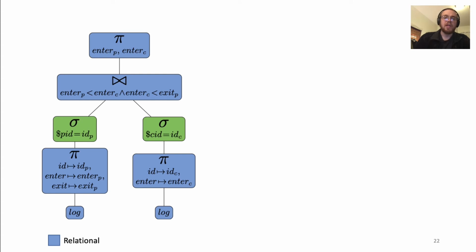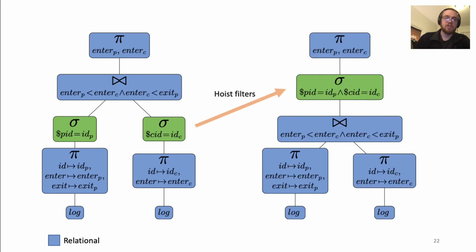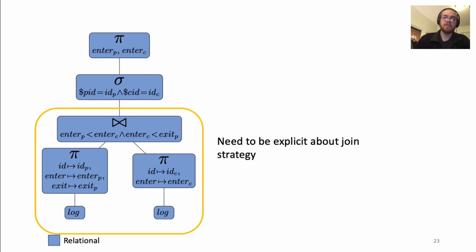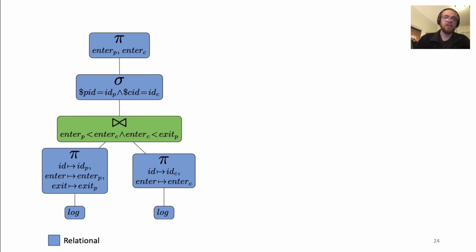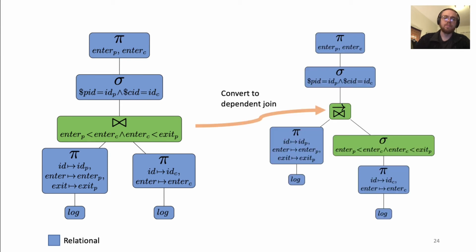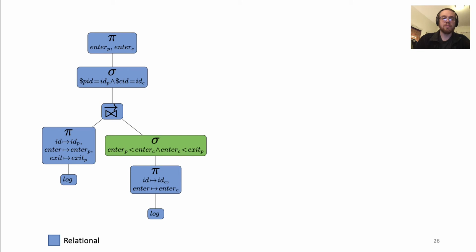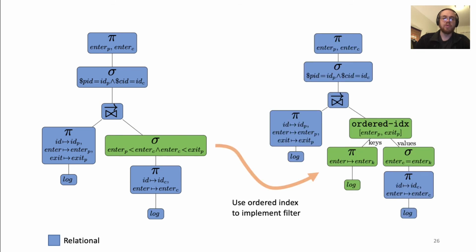Our first step in the optimization process is to take these two filters and hoist them upwards. This is a standard relational transformation, and in this case, we do it to make it easier to apply transformations that replace the join with an ordered index later. One of the responsibilities of our compiler is to be explicit about the join strategy. Our first step is to take this join and separate out the join filter. What this will allow us to do is to replace this join filter with a lookup into an ordered index. So we'll apply a transformation that replaces the filter with an ordered index.